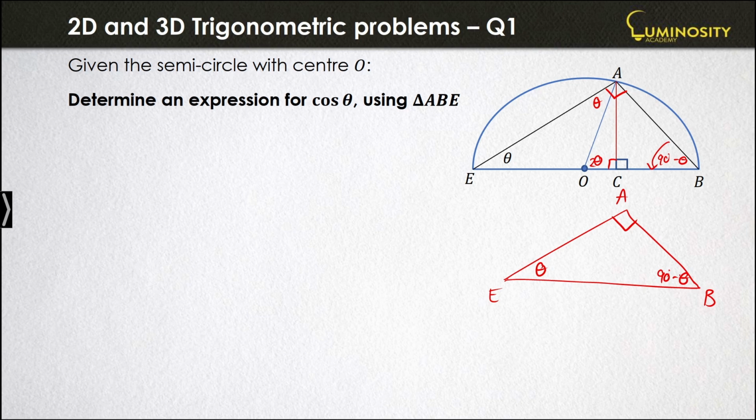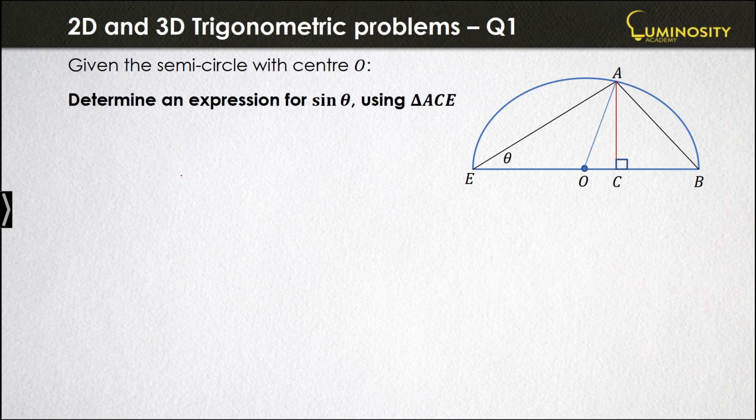Okay. So we've got all that information. So cos theta, so here's the theta in this triangle. So cos of theta, by our trigonometric ratios, is the adjacent side over the hypotenuse. Hypotenuse always being opposite the 90 degree. So in that case, this is going to be EA divided by EB. So that is an expression for cos theta within that triangle.